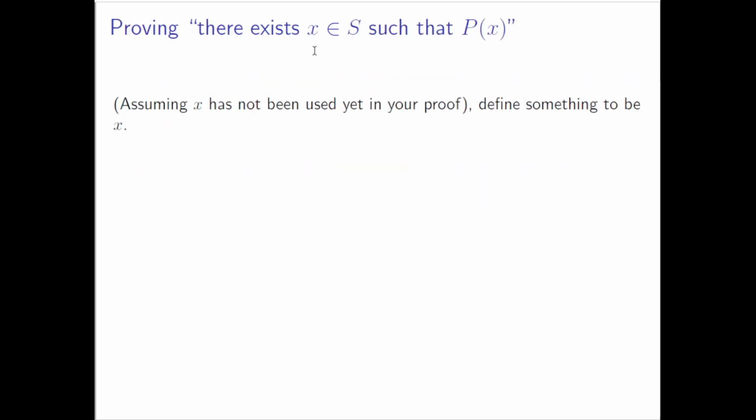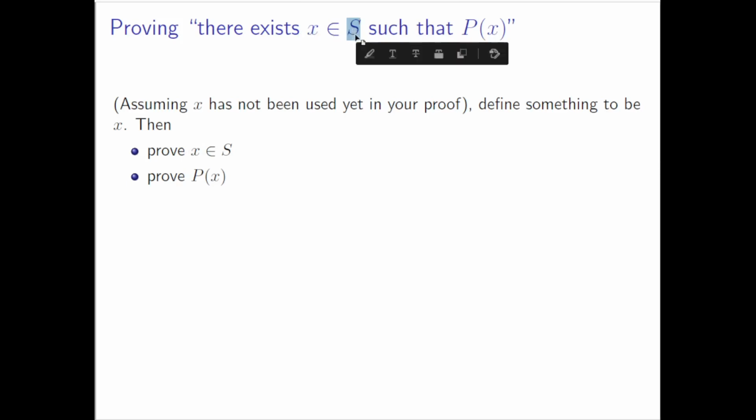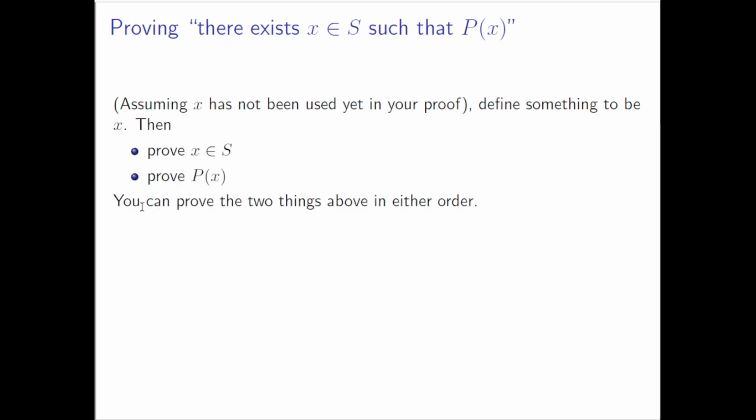How about proving there exists X in S such that P of X? Now again, let's just assume that X has not been used yet in your proof. Then you have to define something to be called X. You could use a different letter even if X has not been used, but for the sake of writing this, let's say we define something and call it X. Then, based on how you define X, prove that X is in S, because you need there exists not just X, but an X that's in S. And then the other thing to do is prove P of X. I should comment that you can prove either of these two things in either order, whatever order is convenient for you, but you should prove those things.